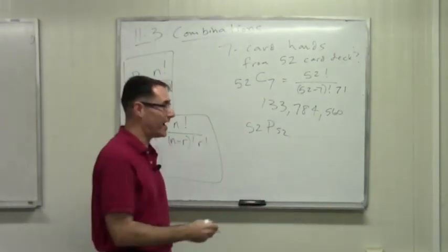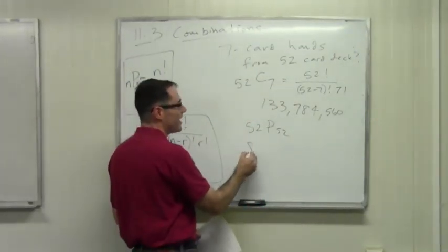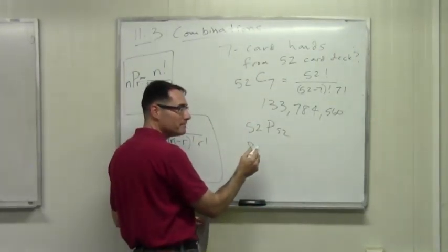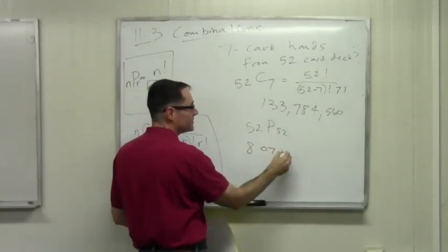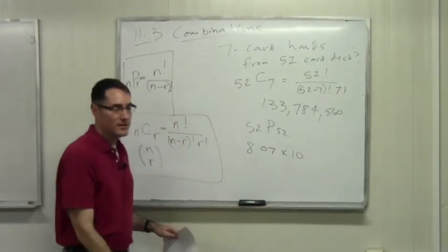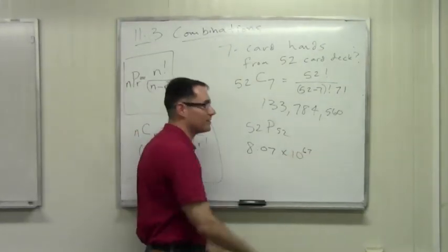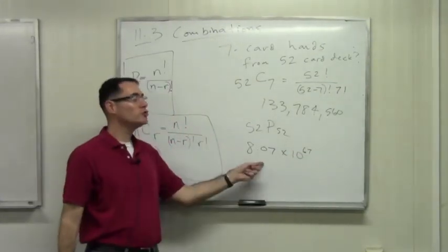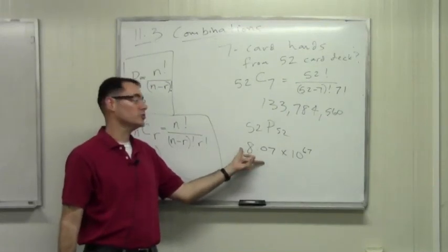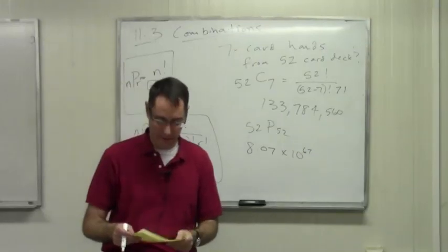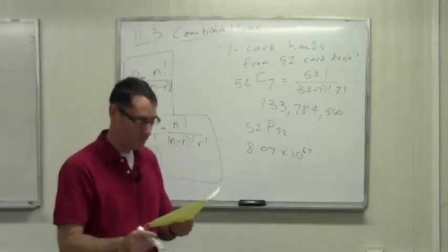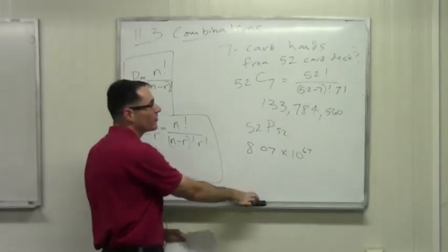8.065817517 times 10 to the, what is it, 8 point what? Round, 8.07 times 10 to the 67th power, right? That's a huge number. Huge, right? And so you won't be able to get the same order most of the time.